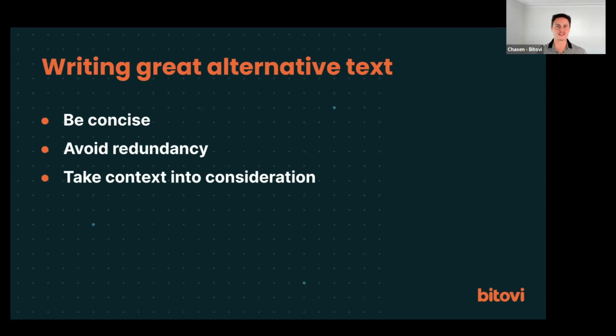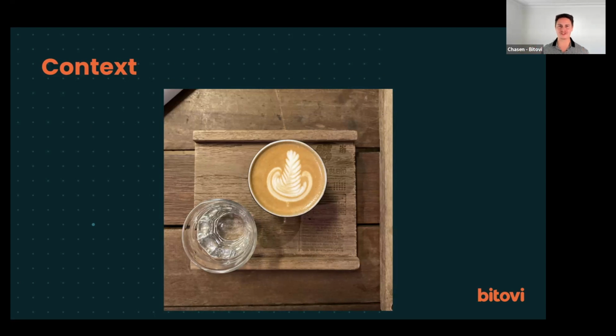And then context. Taking context into consideration is key, because the same image in different contexts can require different alt text depending on what you're trying to convey. Here I've got an image which I will describe as a cup of water and a cup of coffee on a wooden plate, right? But how you describe this as alt text is going to change depending on what you're trying to convey.